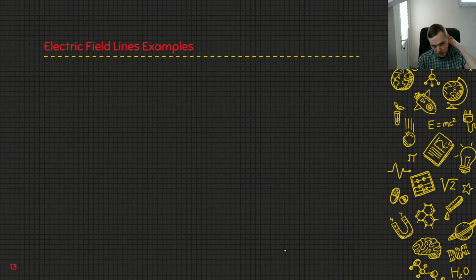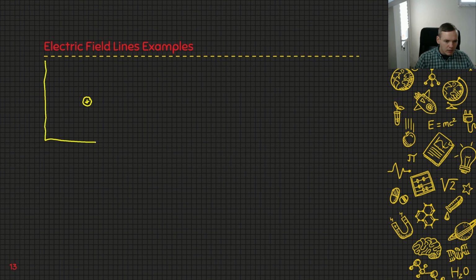Here's an example of how we would draw that. I have a positive charge here. Like we said, electric field lines always start at positive or infinity, and they always end at negative or infinity. I'm going to draw a little box around here. This is just to show that my lines aren't stopping randomly, that they're going outside this box. Imagine this is a piece of paper, and I'm drawing these. Because I have a positive charge here, my lines are all going to start at my positive charge.